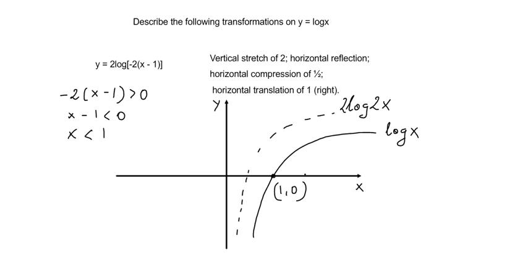Okay, now we have to work with a base graph y is equal to logarithm to base 10 of x. And our goal is to describe the transformation of the following graph here: 2 logarithm to base 10 of (-2 times x minus 1) in brackets. Quick steps to find the domain. Remember, whatever goes inside has to be greater than 0.